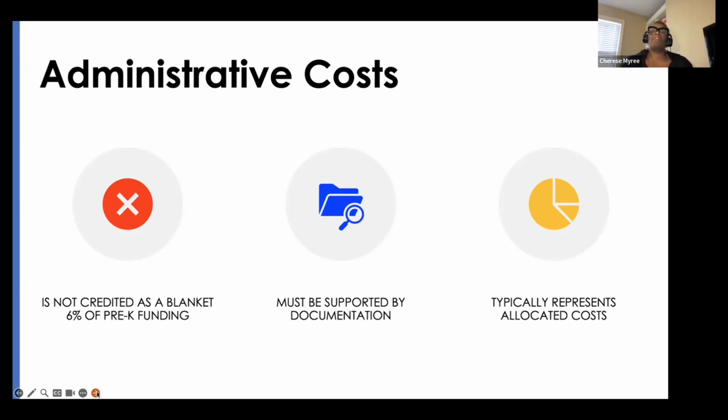But if it is a shared responsibility, pre-K is only going to pay for its fair share up to 6%. So that is the cutoff. 6% is what you can use of the pre-K funds to help supplement any administrative costs.